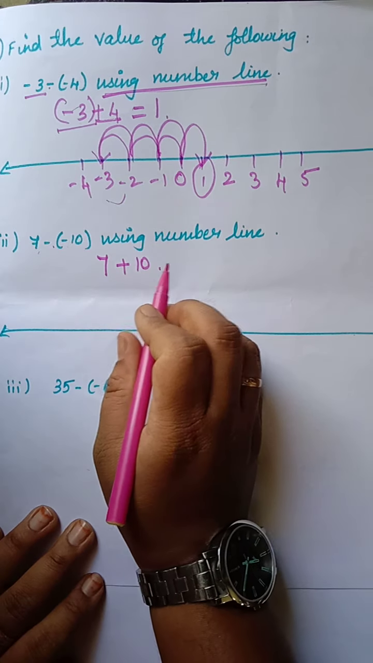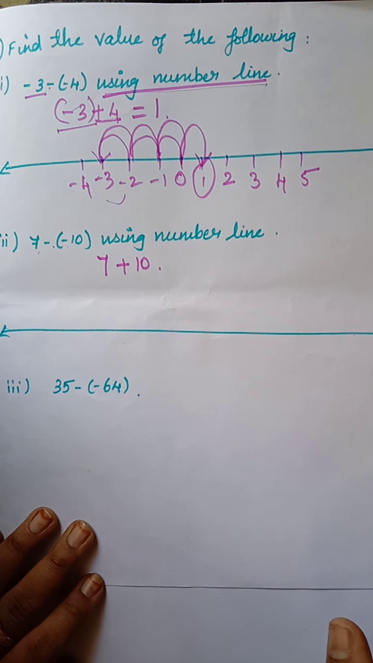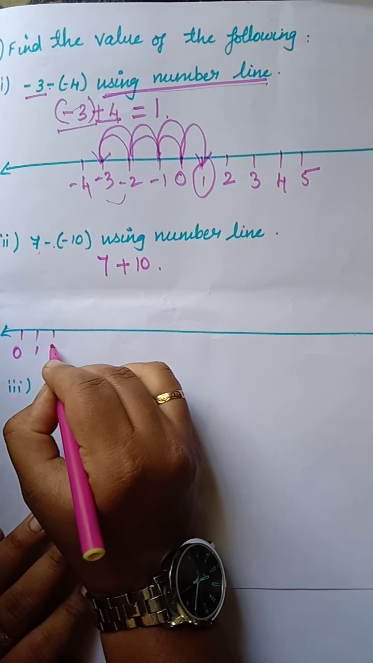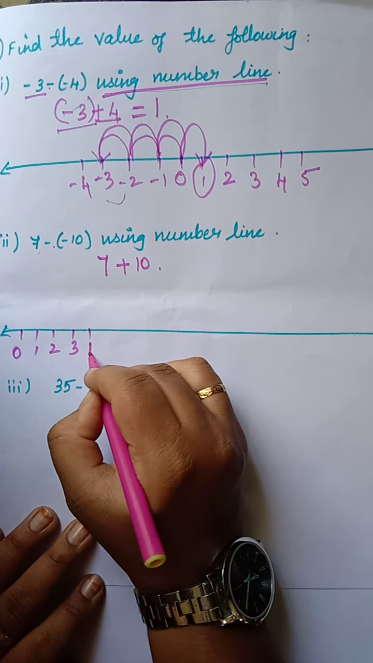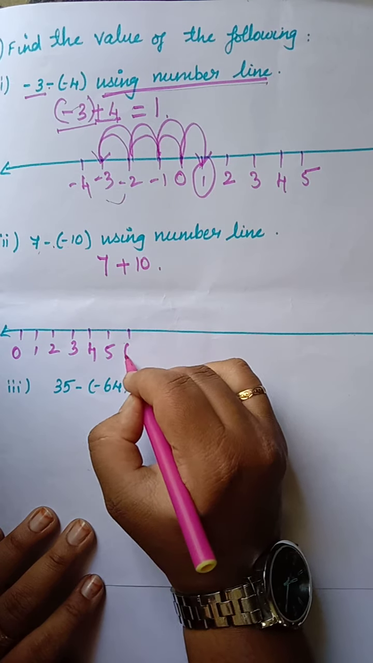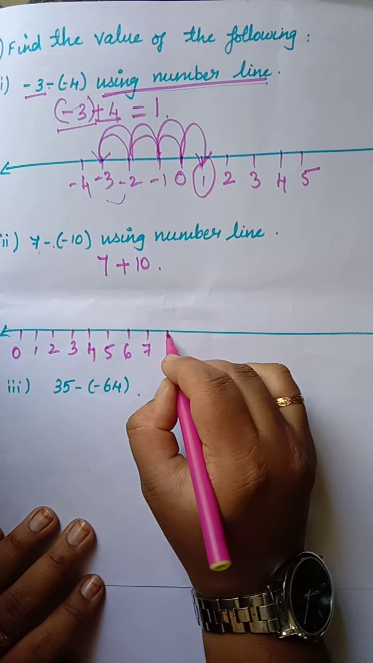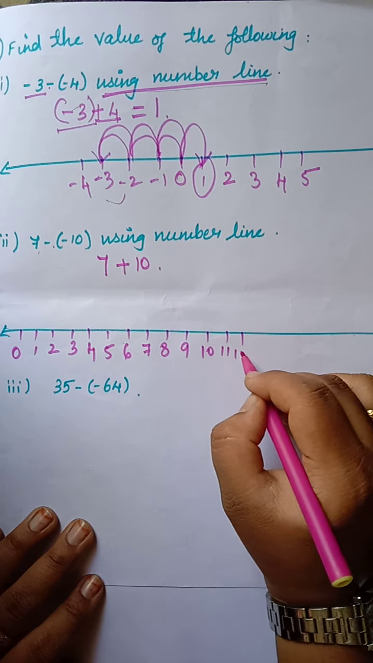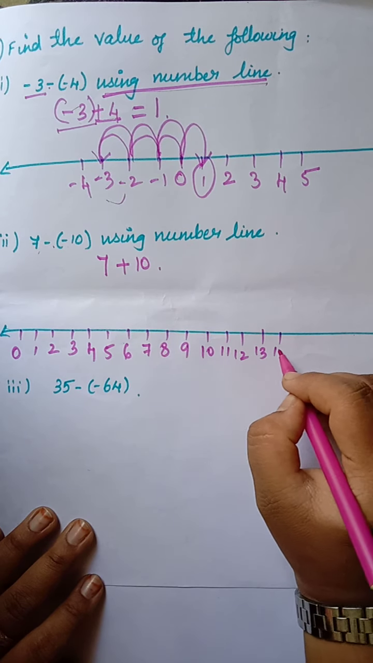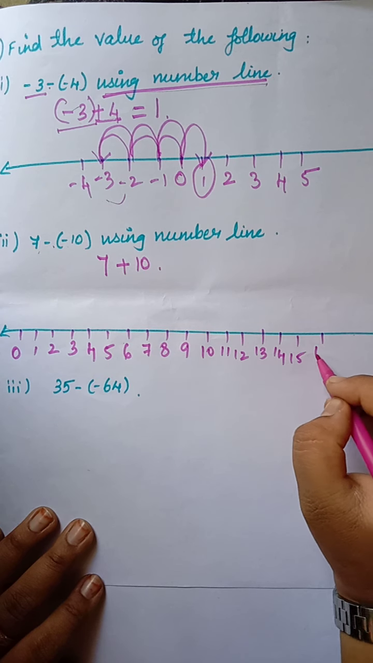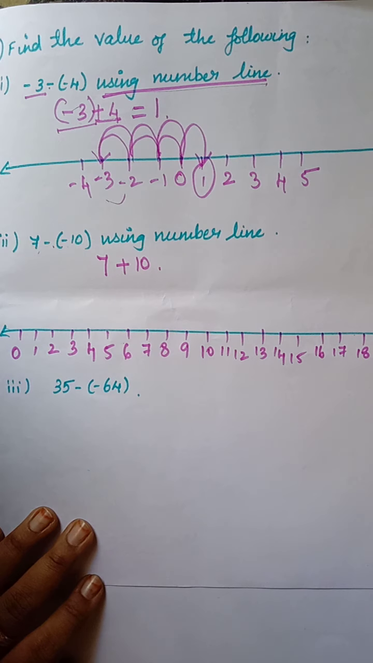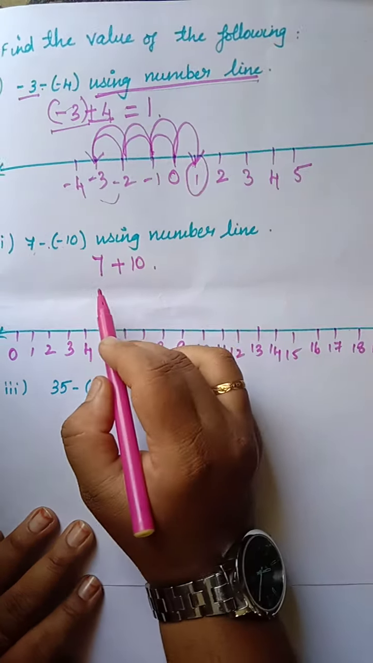So both are in addition form, so our answer will also be in addition form. We can start from here: 0 1 2 3 4 5 6 7 8 9 10 11 12 13 14 15 16 17 18 19. Okay, now what we have to do? Now we have to see the numbers. So first one is 7.